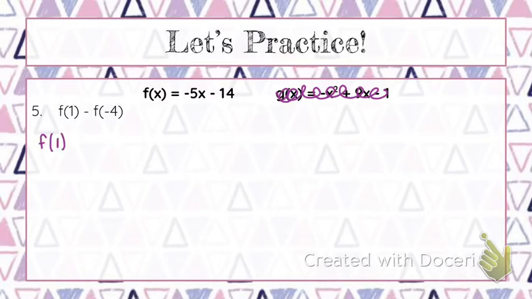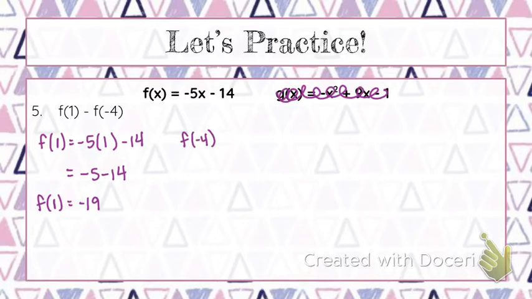So f of 1 equals negative 5x minus 14. And we put 1 where the x was. So that's going to give us negative 5 minus 14. And we get f of 1 equals negative 19. So remember, we're not done yet. We still have to solve for f of negative 4. Negative 5x minus 14. And then we put the negative 4 in where the x was. That gives us positive 20 minus 14, and we get f of negative 4 equals 6.